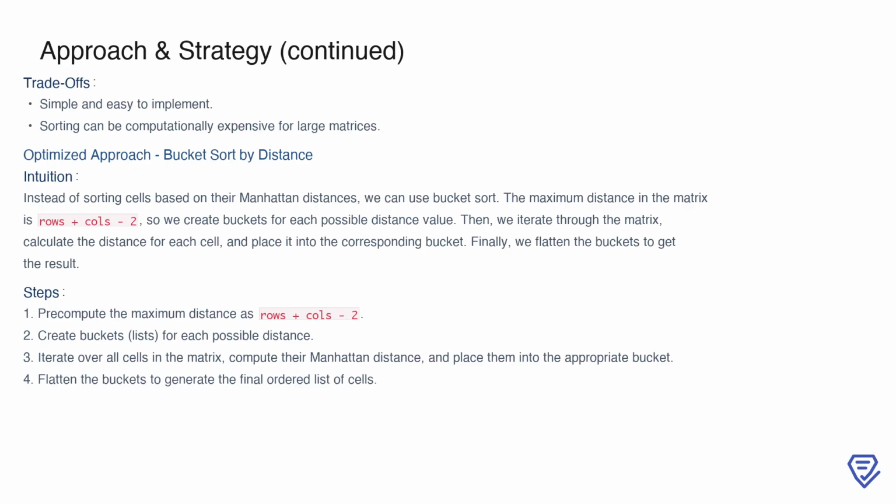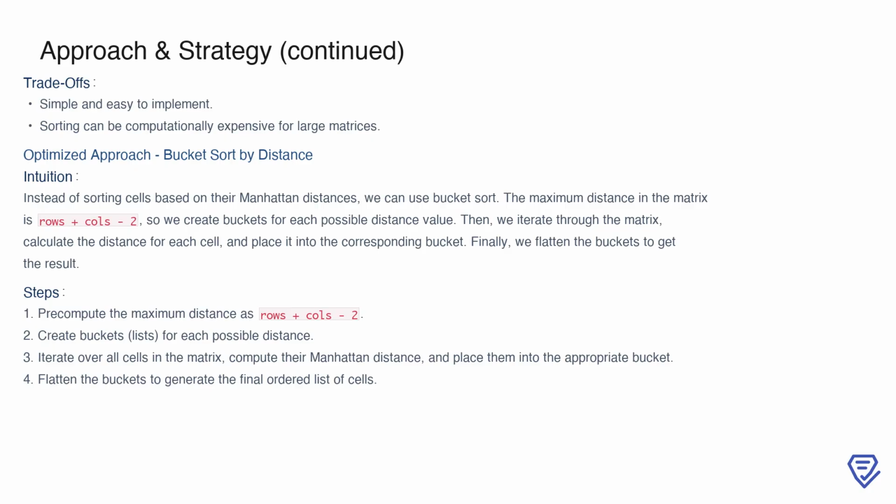Now, to address the inefficiencies of the brute force approach, we can consider an optimized method that uses bucket sort instead of traditional sorting. The key insight here is that the maximum possible Manhattan distance in the matrix is predictable. It's given by rows plus cols minus 2. With this in mind, we can create buckets for each possible distance value, ranging from 0 to this maximum distance. As we iterate through each cell in the matrix, we calculate its Manhattan distance and place it in the corresponding bucket. This eliminates the need for sorting, as the buckets inherently group cells by distance.